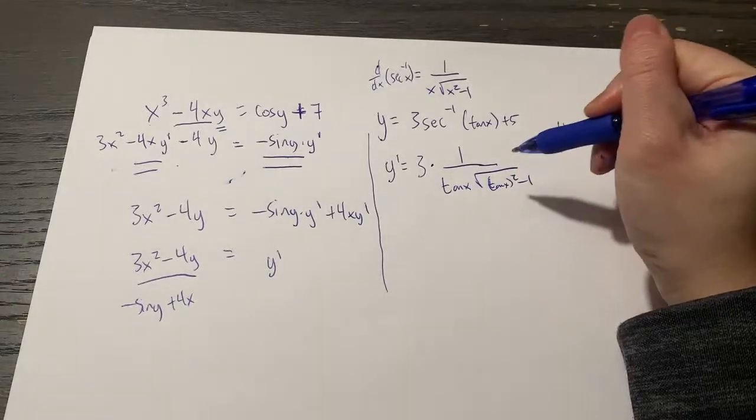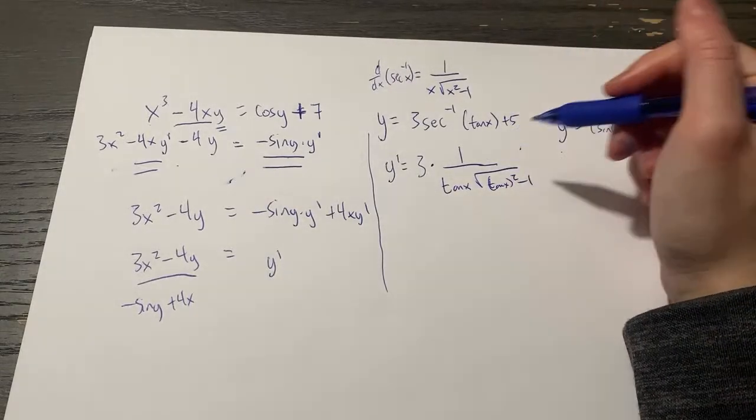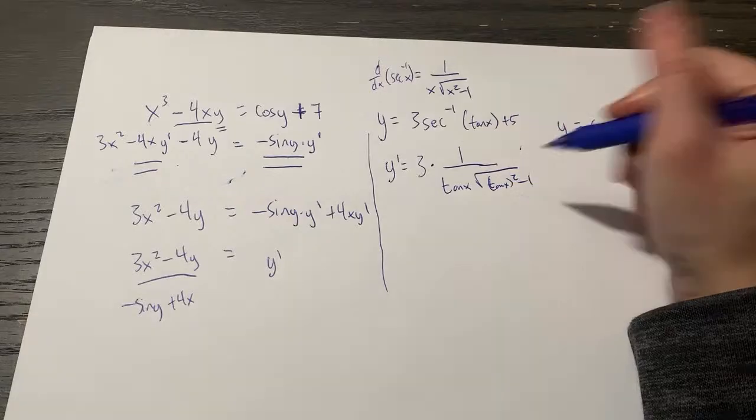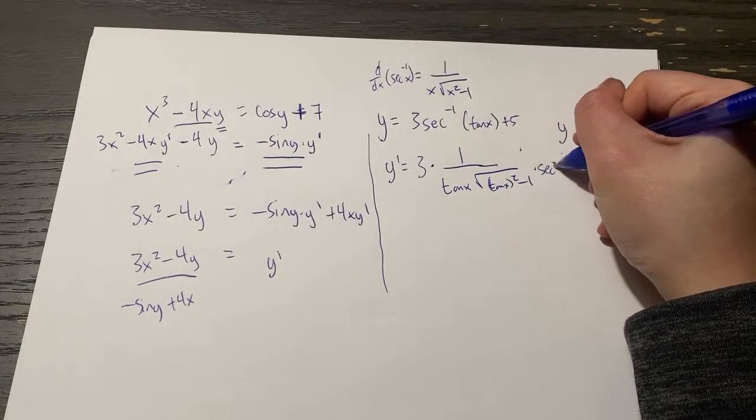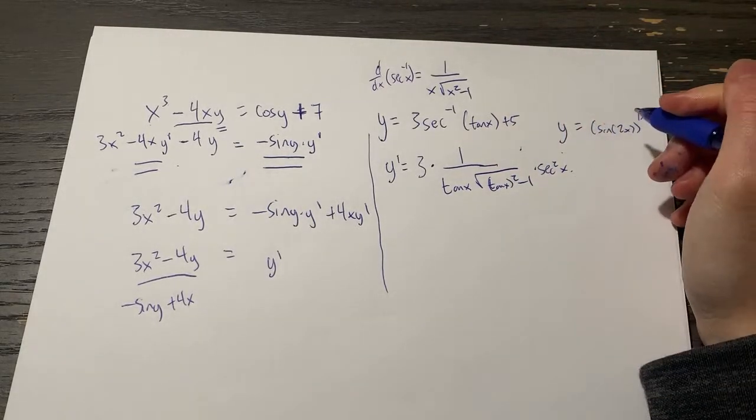That's only half of the chain rule. You have to finish the chain rule by multiplying by the derivative of the inside. And what's the derivative of tan x? That's secant squared. So that's that answer.